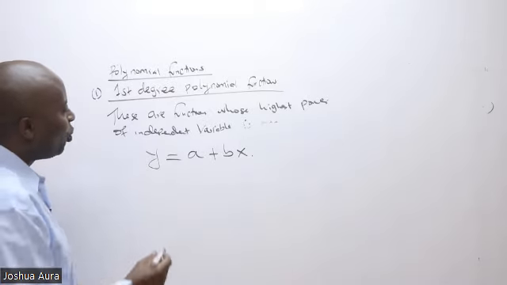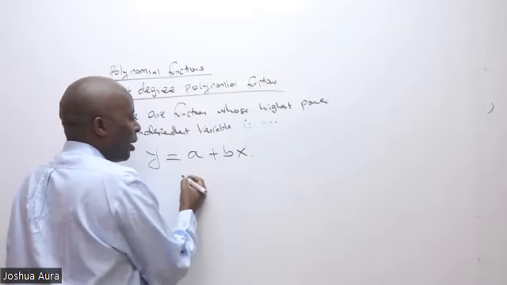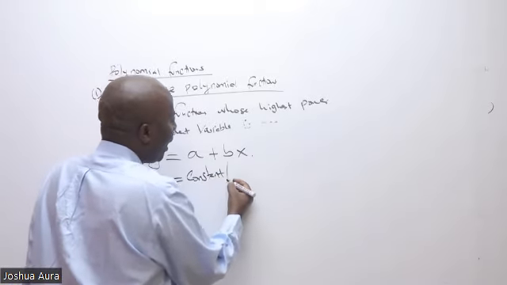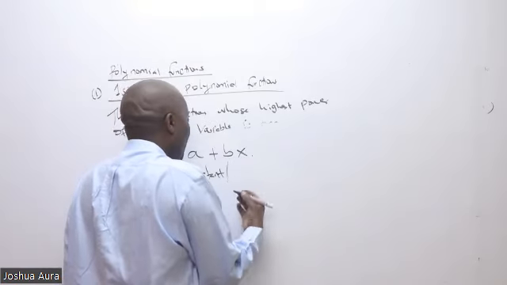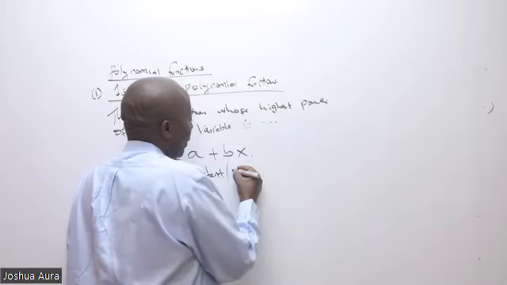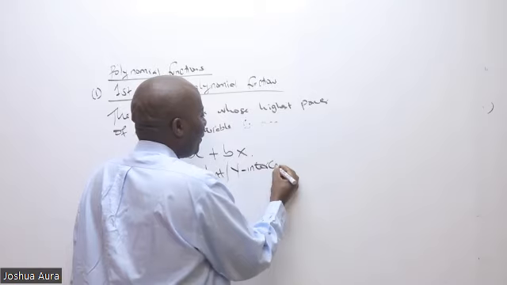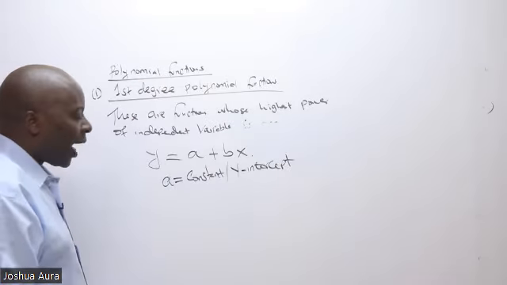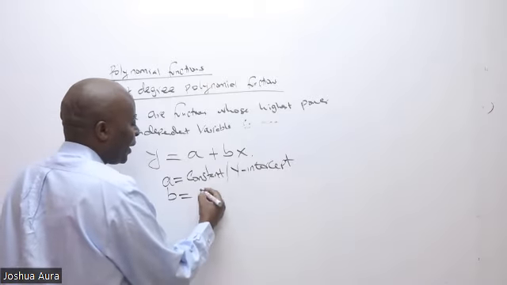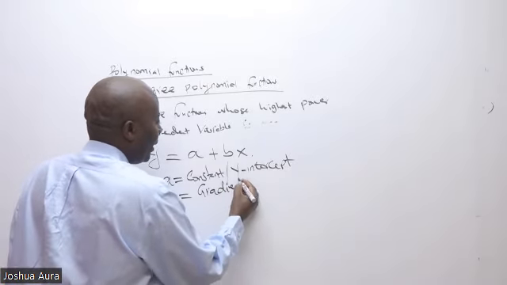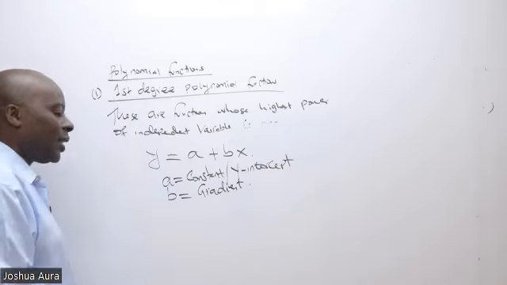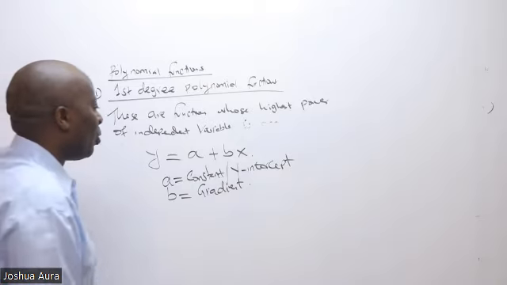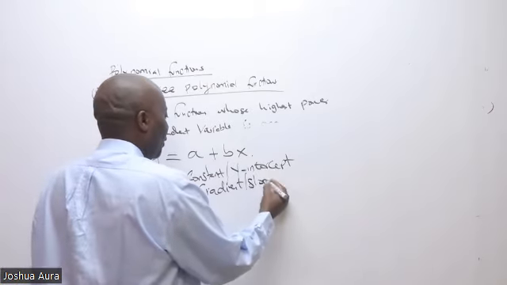From high school, you can see this a is alone. So this a is what we shall be calling the constant. This a is what we shall also be calling the y-intercept. And then we have our b. B in this case is the gradient, or the slope.